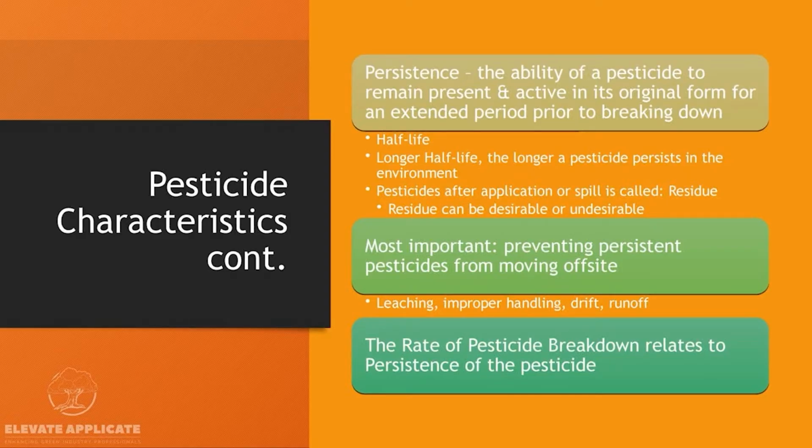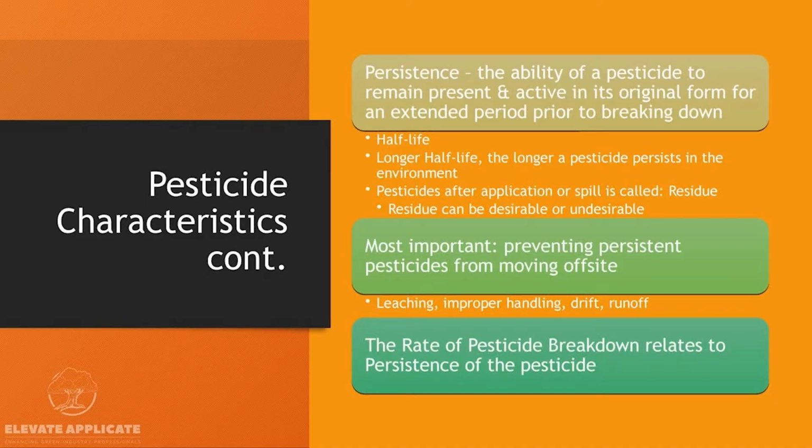Pesticide after application or spill is called residue. Residue can be desirable or undesirable. An example of desirable residue would be if you're doing a mosquito application, you're treating the surrounding environment, surrounding foliage. You want a residue, so if mosquitoes go to the resting sites, they come in contact with the insecticide and they die. An undesirable residue would be if you wanted it to be absorbed and it wasn't, and then somebody comes into contact with it.